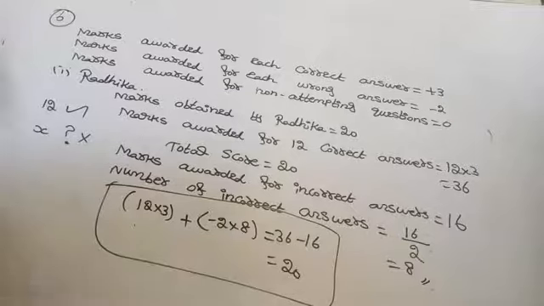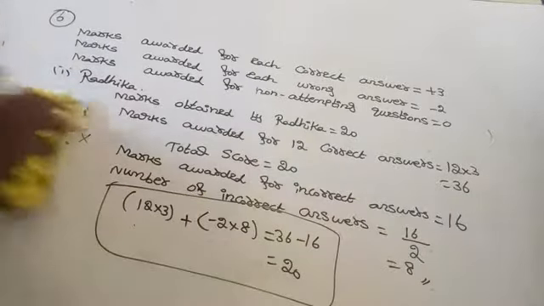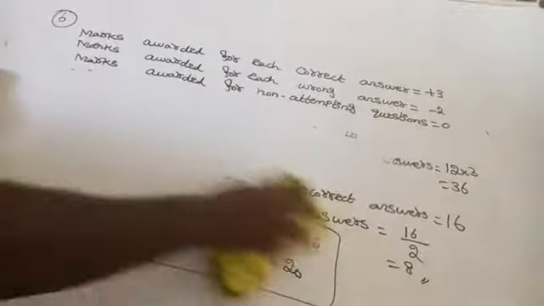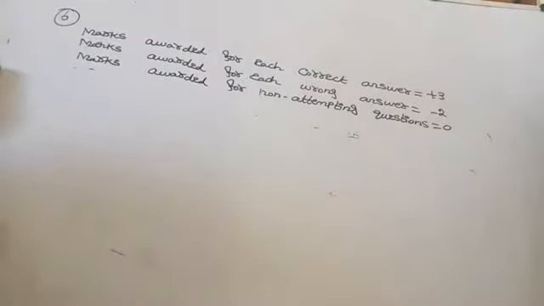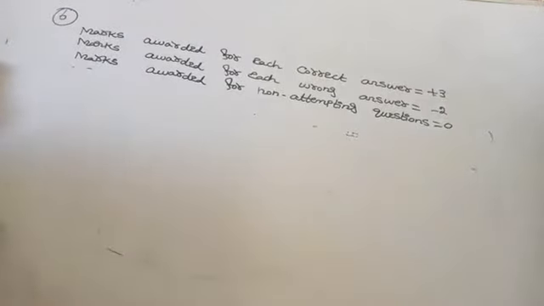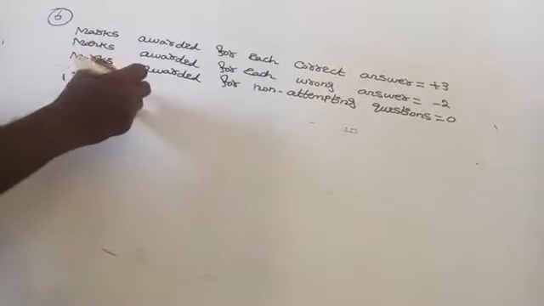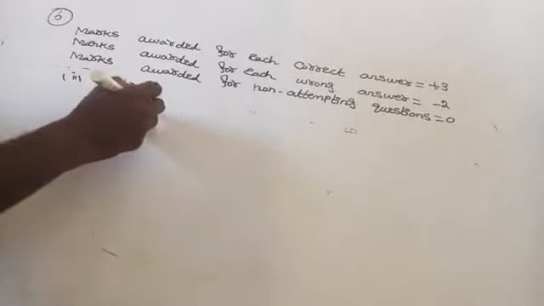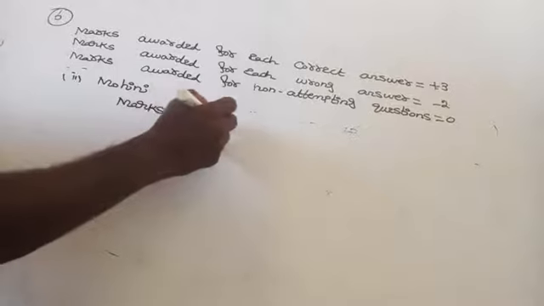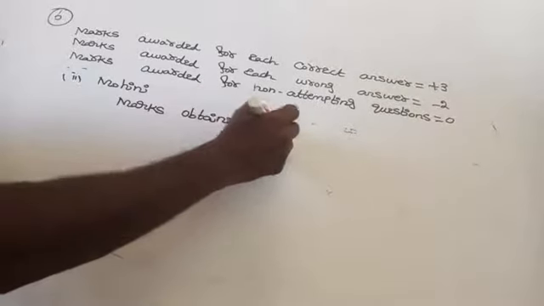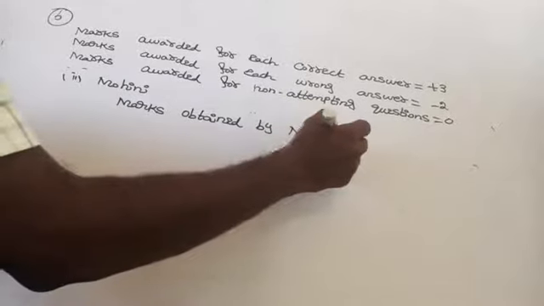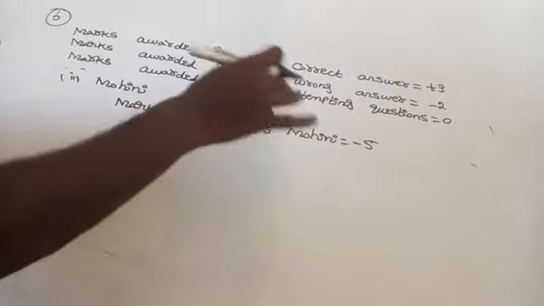Now look at the second part. It is given: Mohini obtained minus 5 marks in this test. That is the marks obtained by Mohini, minus 5. It is given minus 5. Am I right here? Yes.